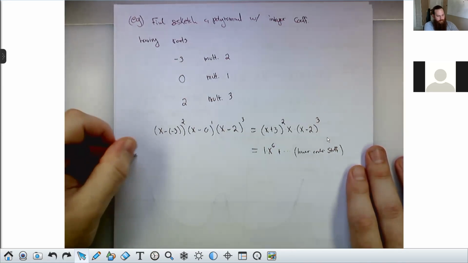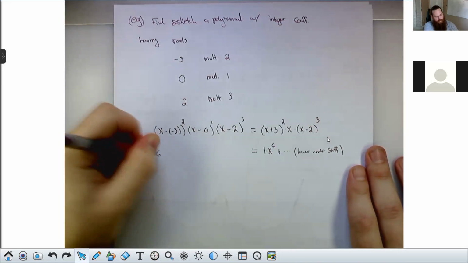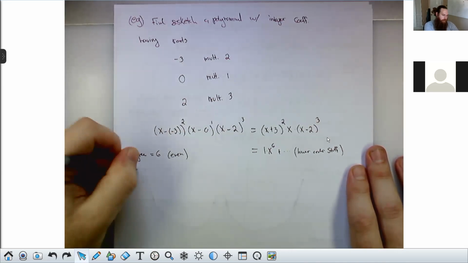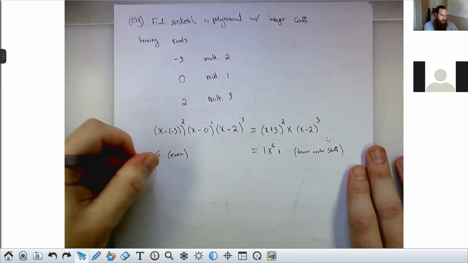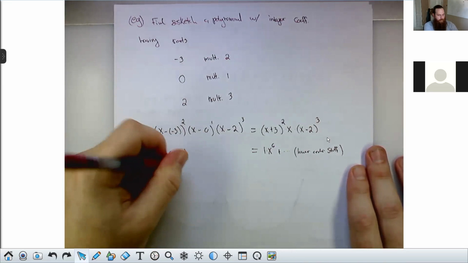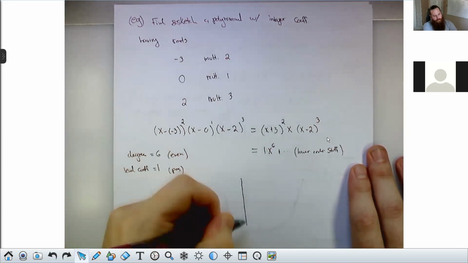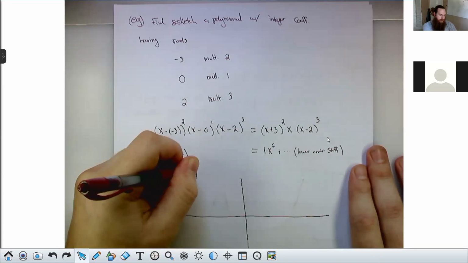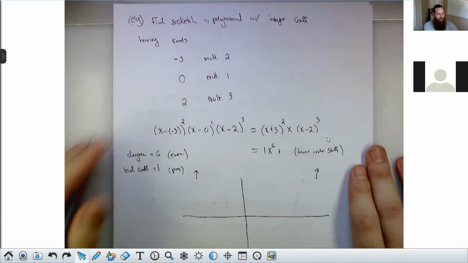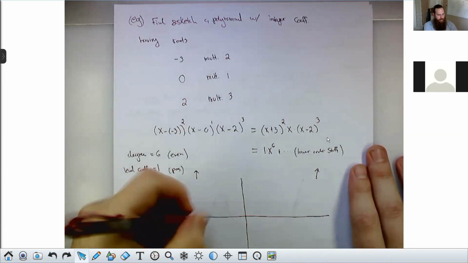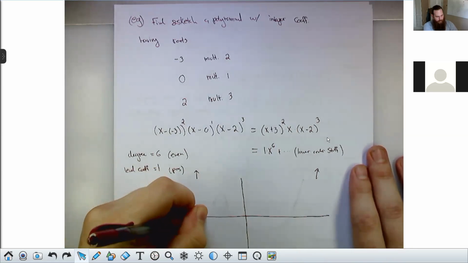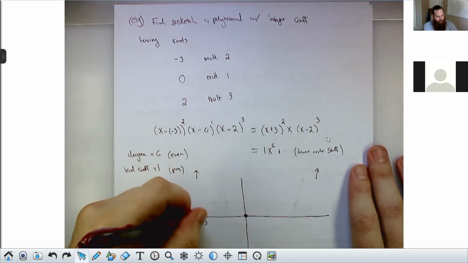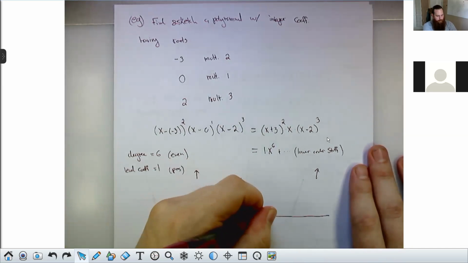So the degree is 6, which again is even, and the lead coefficient is 1, which is positive. So the end behavior here is the same as the end behavior in our previous example. Up on both sides. I've got a root at -3. I've got a root at 0. I've got a root at +2.